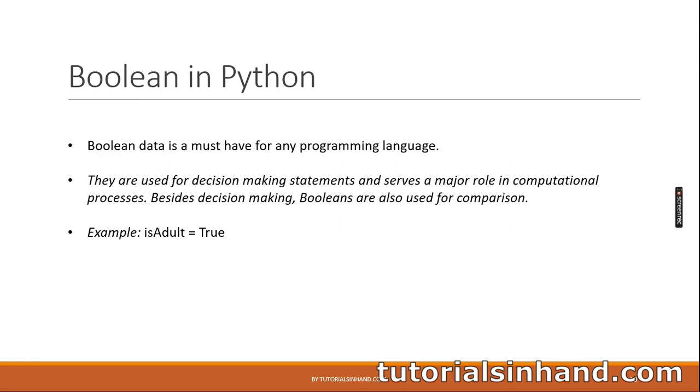Okay, let's proceed. Boolean in Python. Boolean data is a must-have for any programming language. They are used for decision making statements, and serve a major role in the computational process. Besides decision making, booleans are also used for comparison. Example, is adult equal to true? As you are already aware, boolean is a very important data type in any programming language. It can have two types of values, either true or false, and they are mostly used in decision making. No matter which programming language background you have come from, you will definitely know what a boolean is. Similarly, we have a boolean data type in Python.